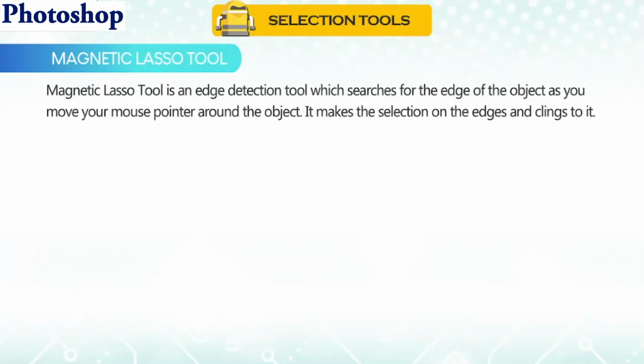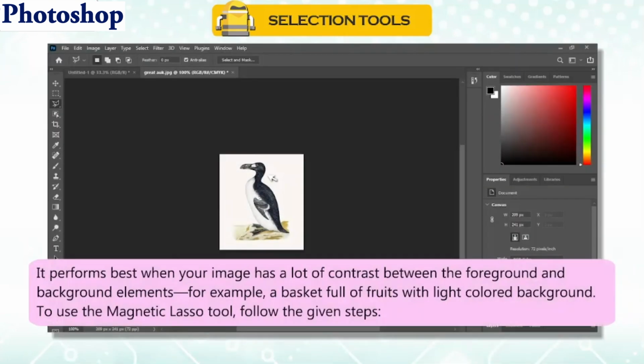Magnetic Lasso tool. Magnetic Lasso tool is an edge detection tool which searches for the edge of the object as you move your mouse pointer around the object. It makes the selection on the edges and clings to it. It performs best when your image has a lot of contrast between the foreground and background elements. For example, a basket full of fruits with light colored background.